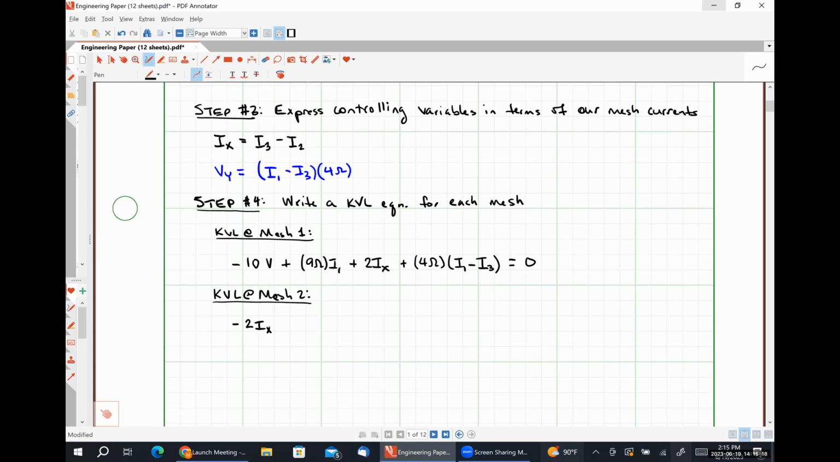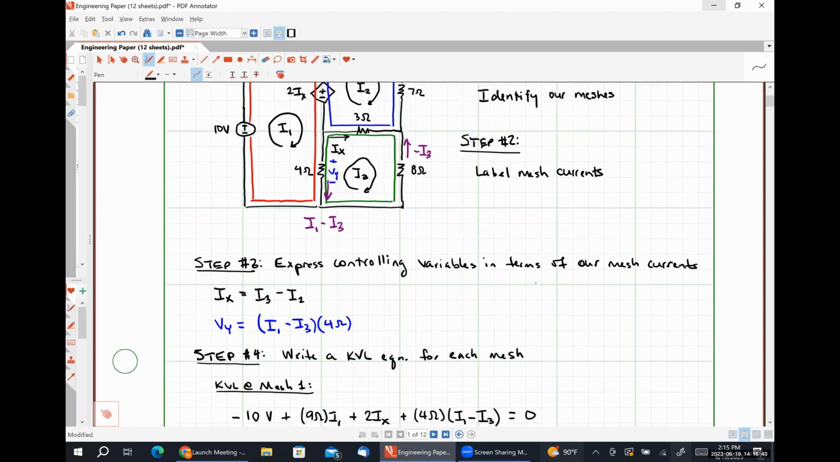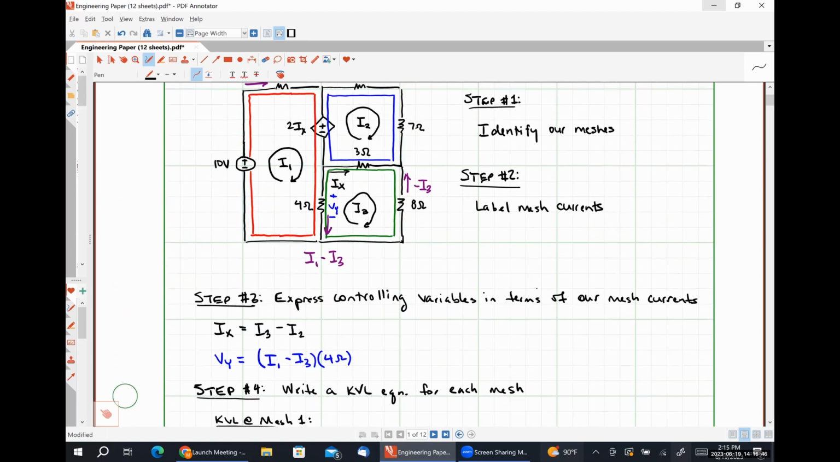Then I see the 1 ohm resistor. The only current flowing through the 1 ohm resistor is our mesh current I2. Then I see the 7 ohm resistor. The only current flowing through the 7 ohm resistor is our mesh current I2. And then we see our 3 ohm resistor. And I would like help from you guys in deciding what current is flowing through the 3 ohm resistor here.